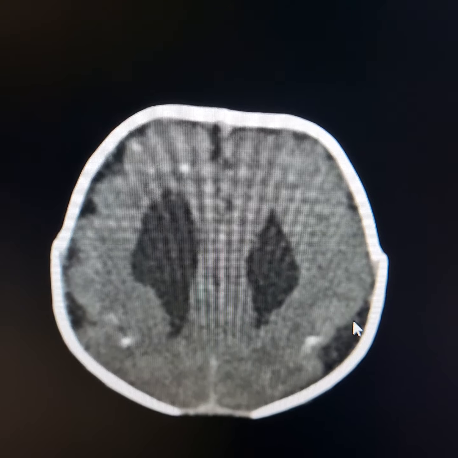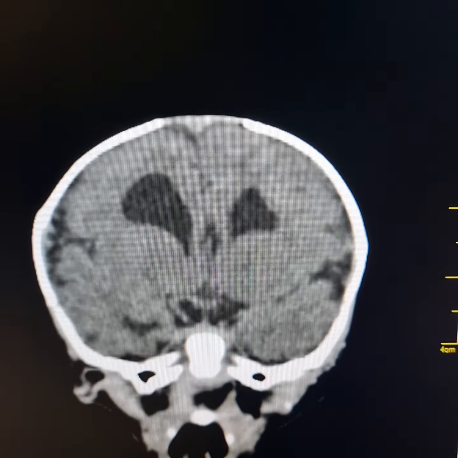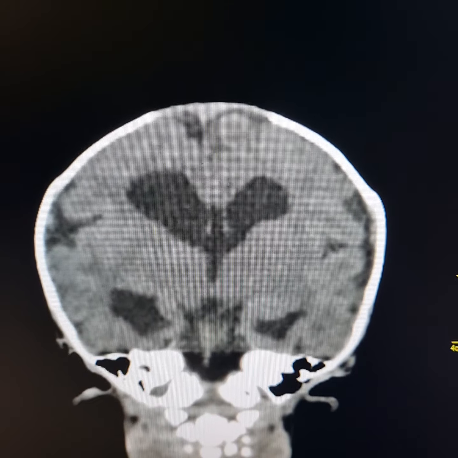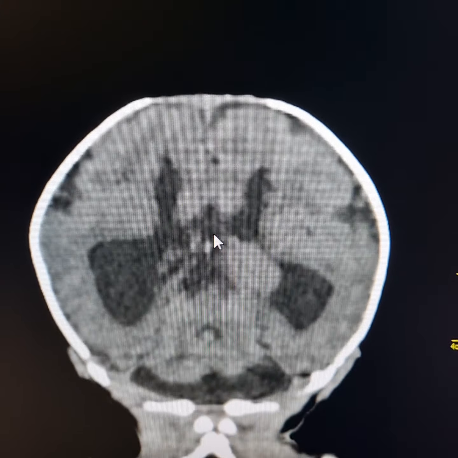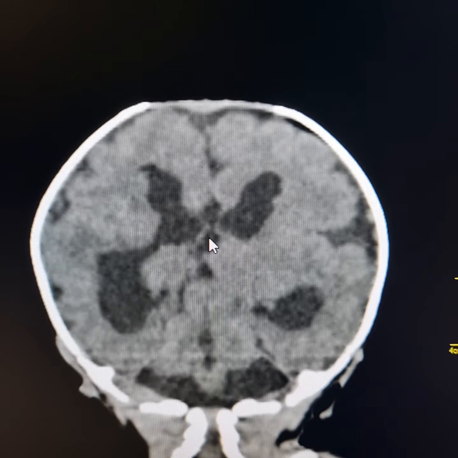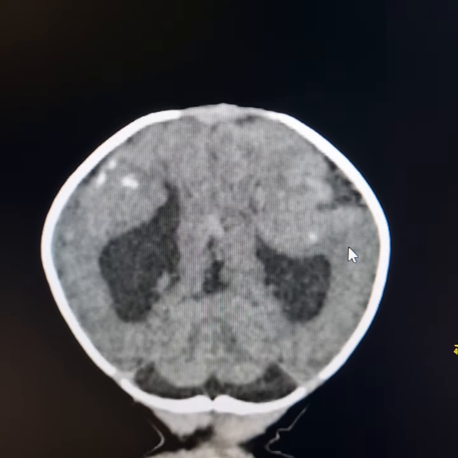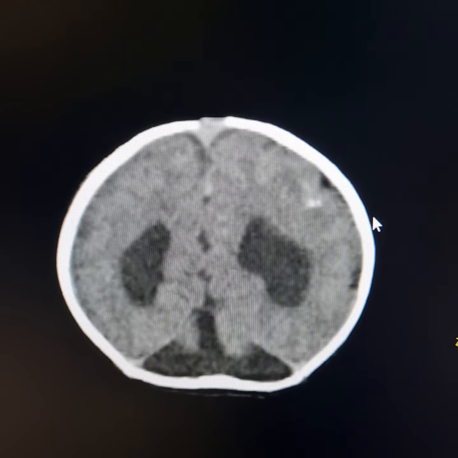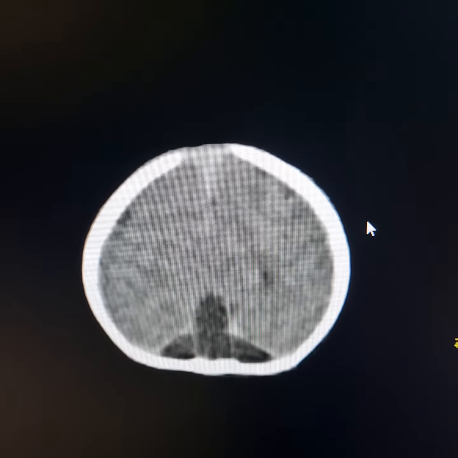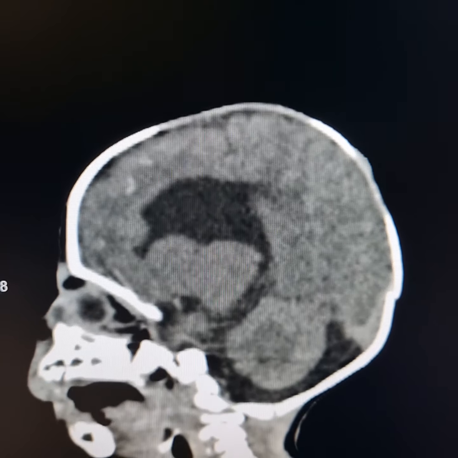There is overriding of the coronal and lambdoid sutures. This is the coronal scan. This is the high rising third ventricle in between the dilated lateral ventricles. Nodular calcification in both the cerebral hemispheres, pachygyria. Agenesis of corpus callosum.